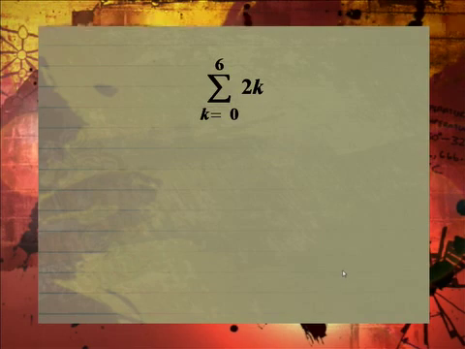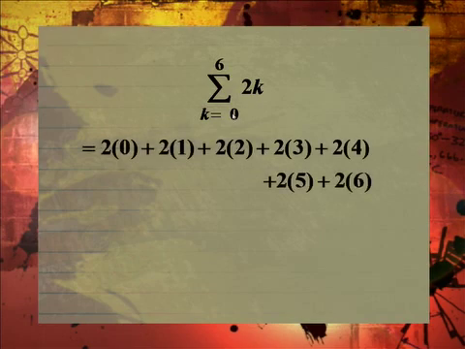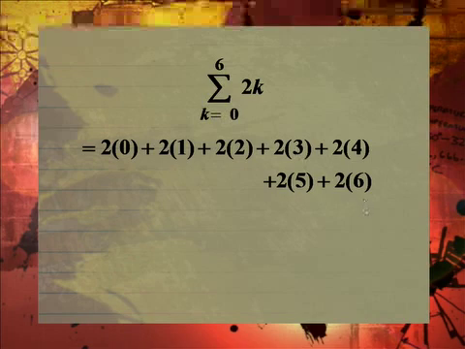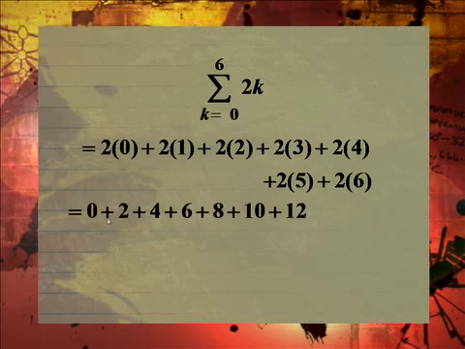Let's have a look at another one. Let's say I started at k equals 0. So I go 0, 2k. Remember, you're substituting into there. 2 times 0, 2 times 1, 2, 3, 4, 5, and 6. What does that give us? 0, 2, 4, 6, 8, 10, 12. How many terms? 1, 2, 3, 4, 5, 6, 7.